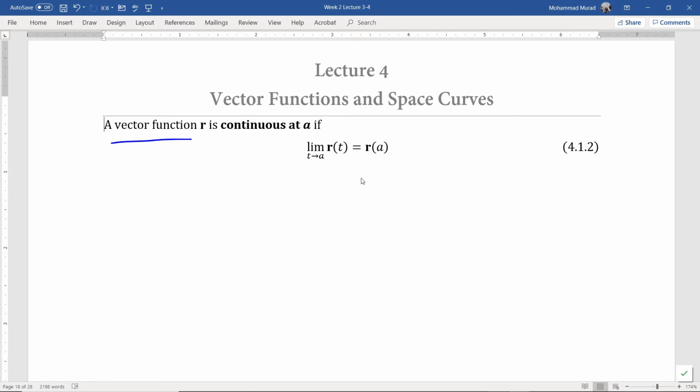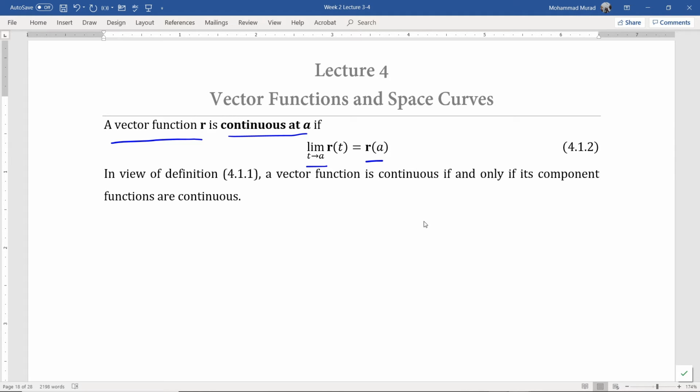A vector function R is said to be continuous at a if the limit of the vector function R as t approaches a is equal to the value of the vector function at a, as shown in equation 4.1.2. In view of definition 4.1.1, a vector function is continuous if and only if its component functions are continuous.